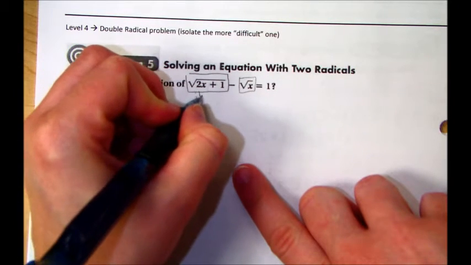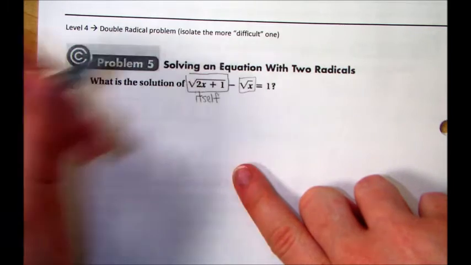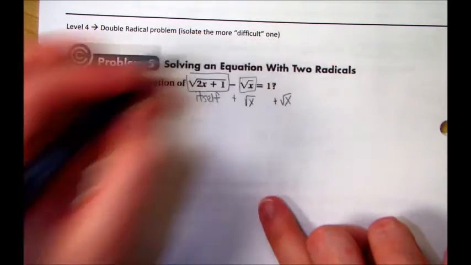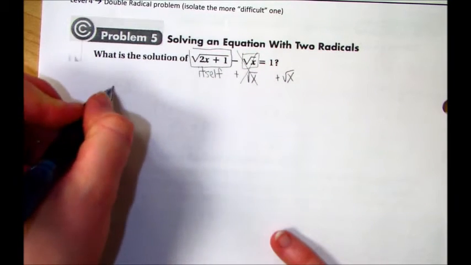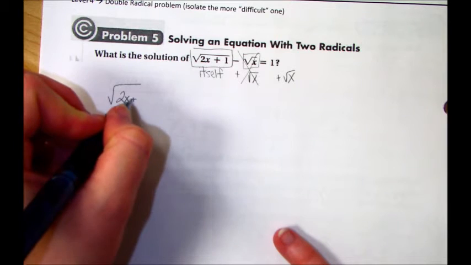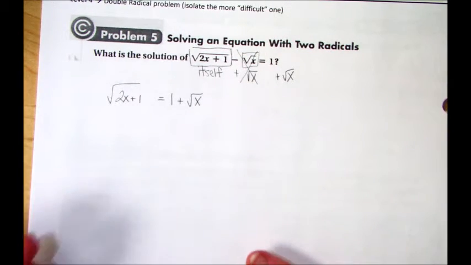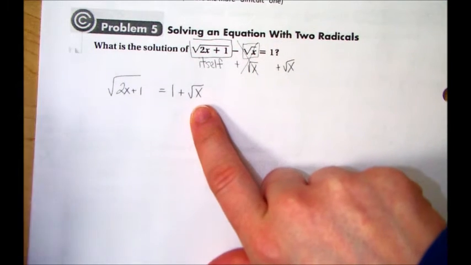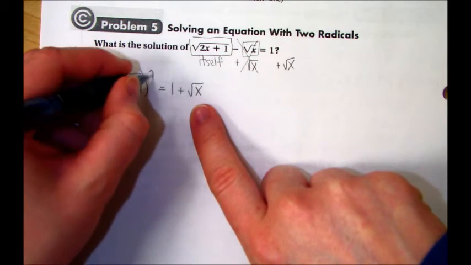So get this one all by itself, okay? Move the other one to the other side. So I'm going to add the square root of x to both sides. Now, my new problem is going to be the square root of 2x plus 1 equals 1 plus the square root of x. These problems are probably the most painful problems of the day because we have a double square root to deal with. So get the big square root by itself and please square both sides.